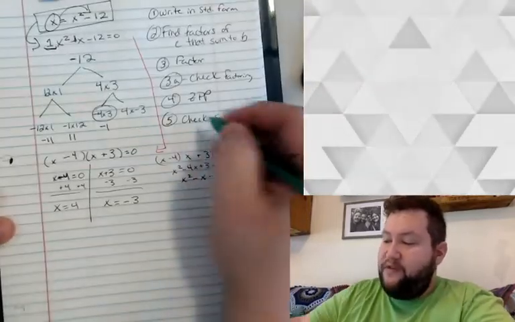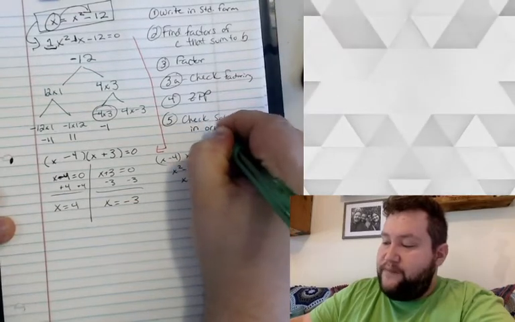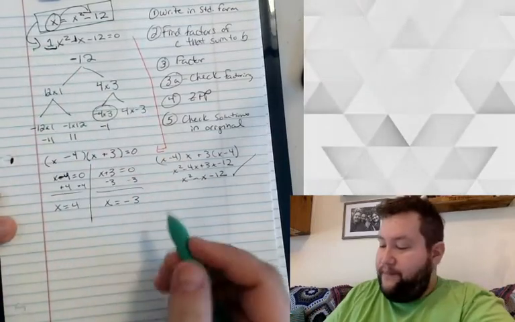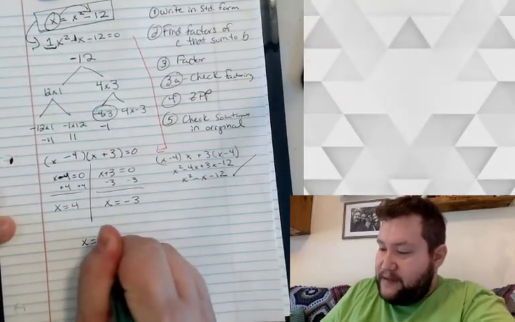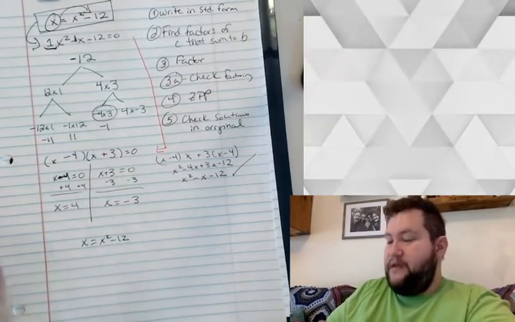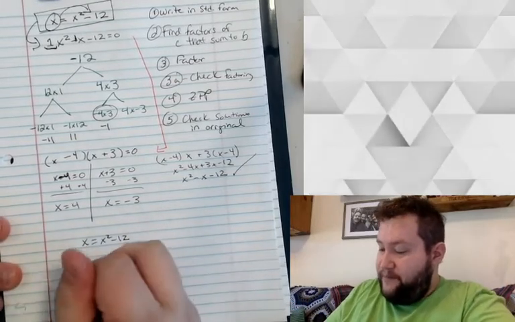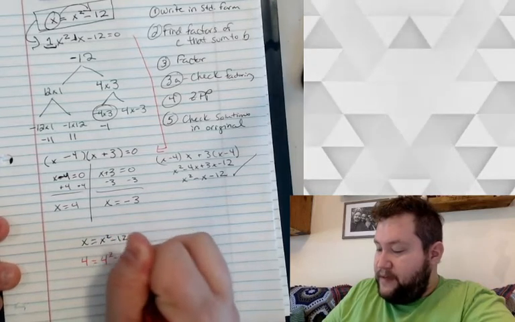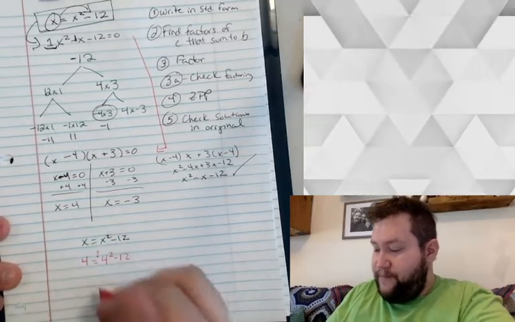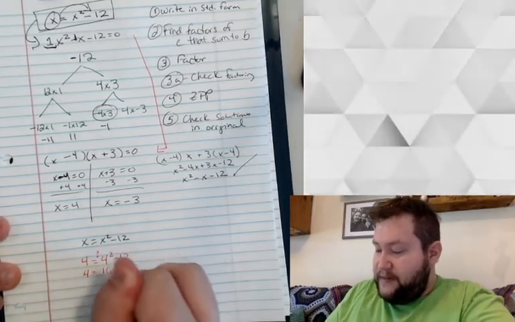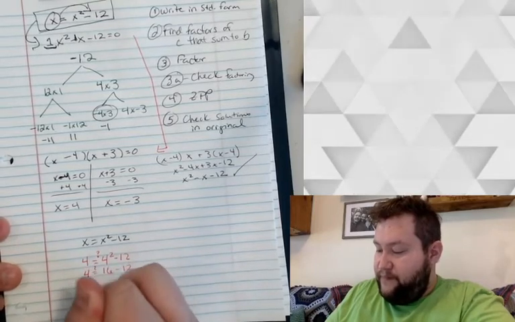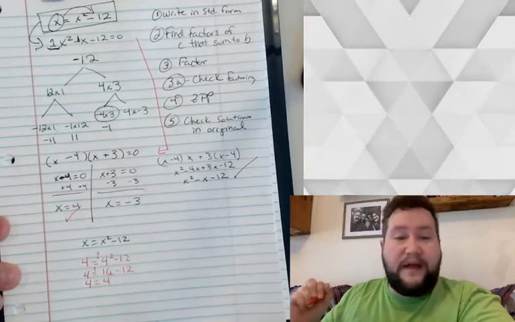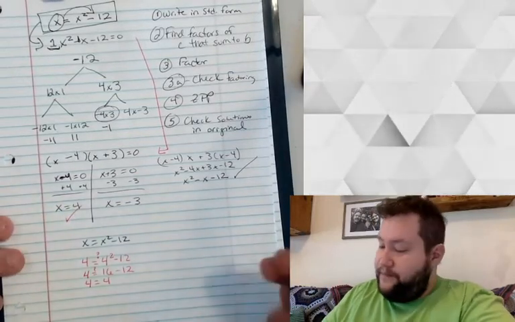When you're checking your solutions, I would say check them in your original, because that'll help you know if you maybe made a mistake when you rewrote it. So we had x equals x squared minus 12. So let's try x equals 4. Does 4 equal 4 squared minus 12? Well, 4 equals 16 minus 12. 16 minus 12, 4 does equal 4. So we know that solution is good.